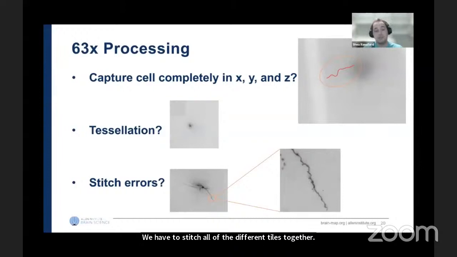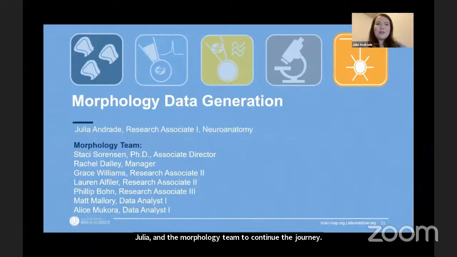However, assuming there are no issues during 63X acquisition or during processing, I'll hand it off to Julia and the morphology team to continue the MET journey. Thank you, Shay. Hi, my name is Julia Andrade, and I'm a research associate in the morphology team of the neuroanatomy department. On this talk, I will be discussing the data we generate for the MET pipeline.